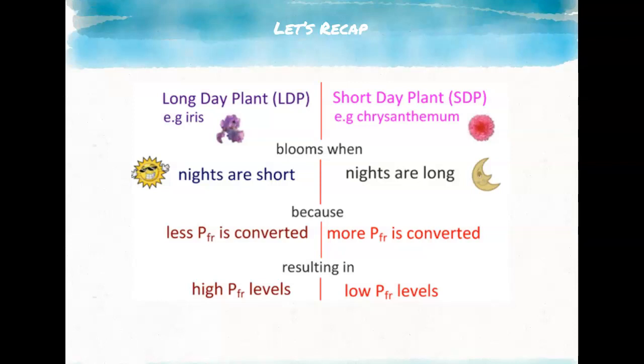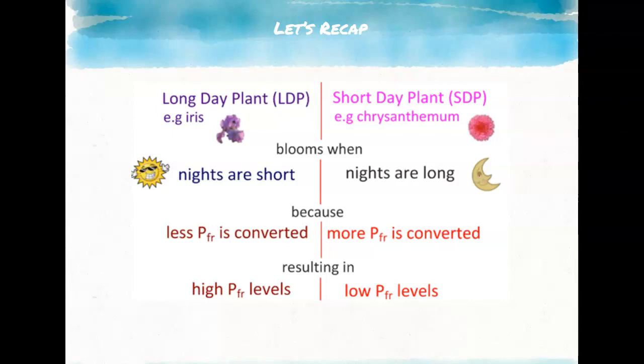Recap. You have long day plants. Long day plants have a lot of sun, less night, right? Nights are short. Because the nights are short, less PFR is converted back into PR. If you have high levels of PFR, that means that the hormone will be released and the iris will bloom. Short day plants: nights are long, which means more PFR is converted back into PR. Once the PFR levels are low enough and they drop below the critical level, then the flowering hormone is released and the chrysanthemum will bloom.